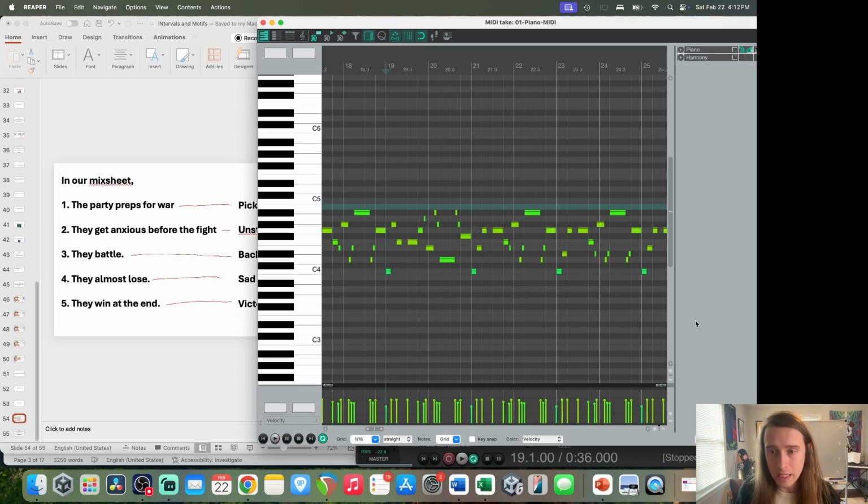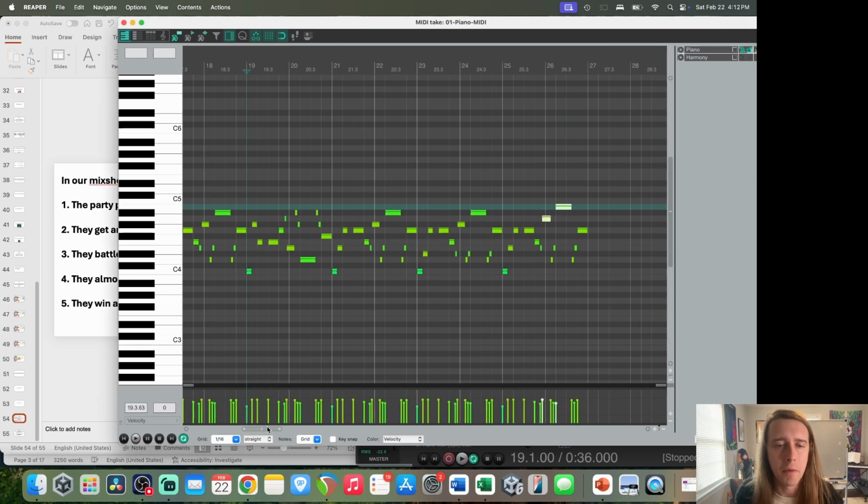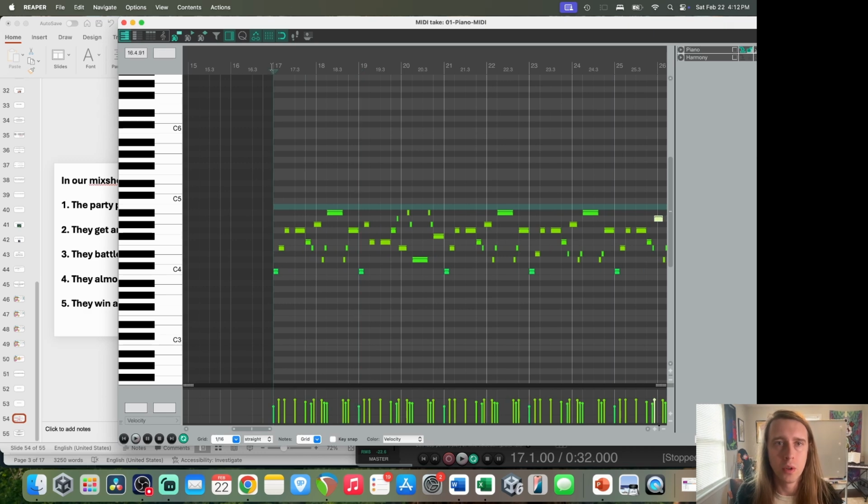Now, it's probably not going to be a finished product, but it should give us a really cool start, thinking about how we can really massage this and make it cool.